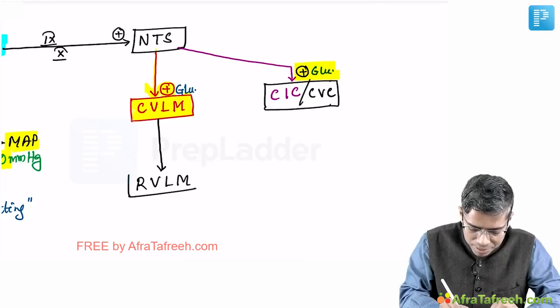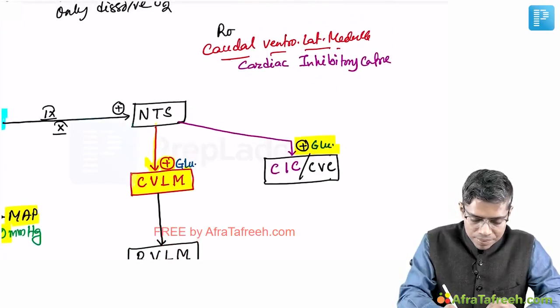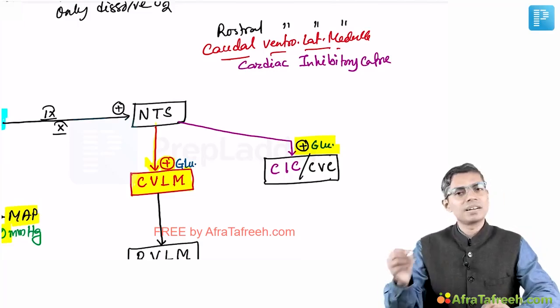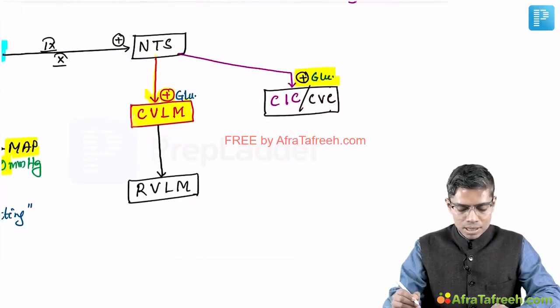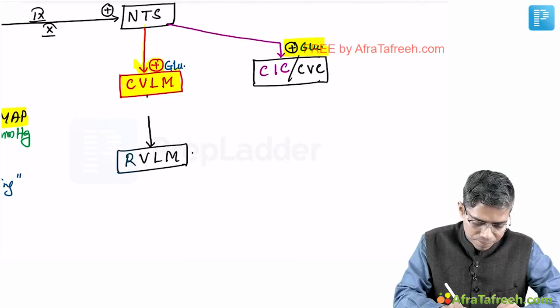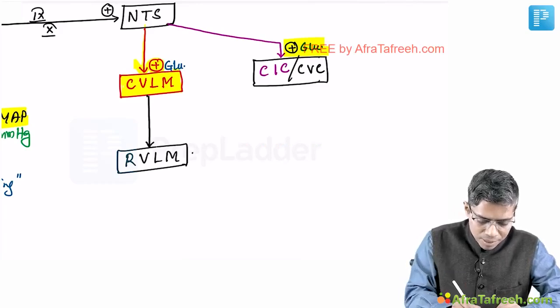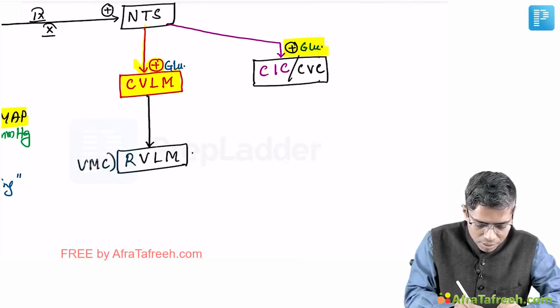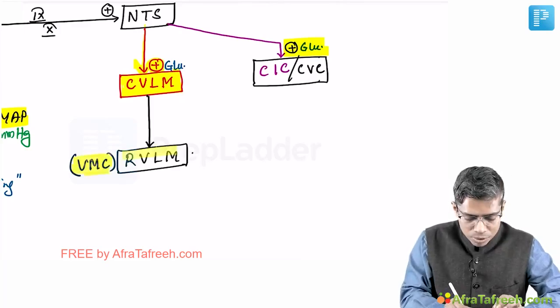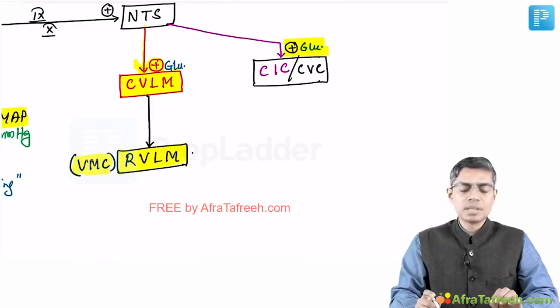This RVLM center is very important. What will be the full form? R is nothing but rostral. So simply: rostral, ventral, lateral, medulla, RVLM, which is also known as the vasomotor center, or VMC. Please note down, this RVLM is also known as the vasomotor center. Vasomotor center was the old name. Now it is known as the RVLM, or rostroventrolateral medulla.